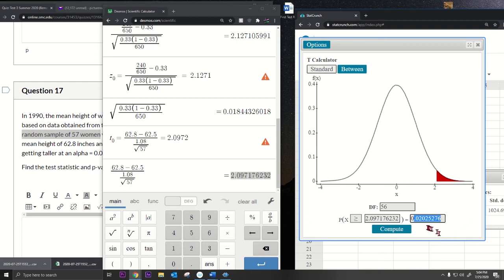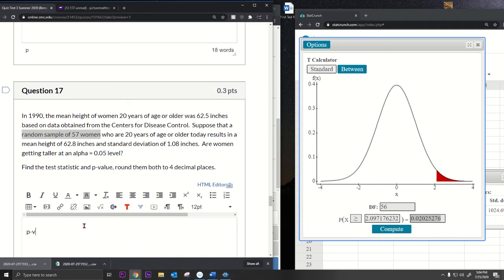0.0203 rounded. I should actually show what the rounded answer is. So I copy the p-value and make sure I round it: 0.0203. That is the correct rounded answer to 4 decimal places for the p-value. And the test statistic too. Of course I want you to insert this. Don't just put this, but show your work and insert this whole thing.